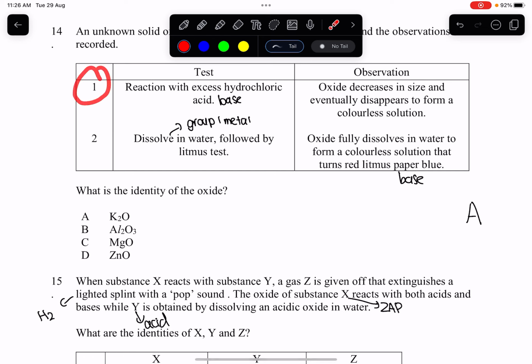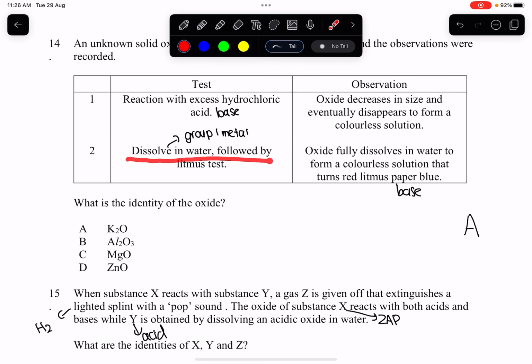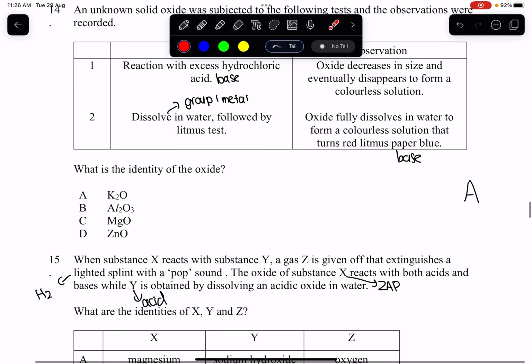So actually reaction 1 is not very helpful. You have to look at test 2. Test 2 says it dissolves in water followed by litmus, red litmus turns blue, which means it's a base. In order for it to even dissolve in the first place, it must be a group 1 metal. So if it's a group 1 metal, actually your answer is already A. If that is not sufficient for you, notice that it also behaves solely as a base instead of amphoteric. But actually it doesn't matter because the other options do not dissolve in water anyway.